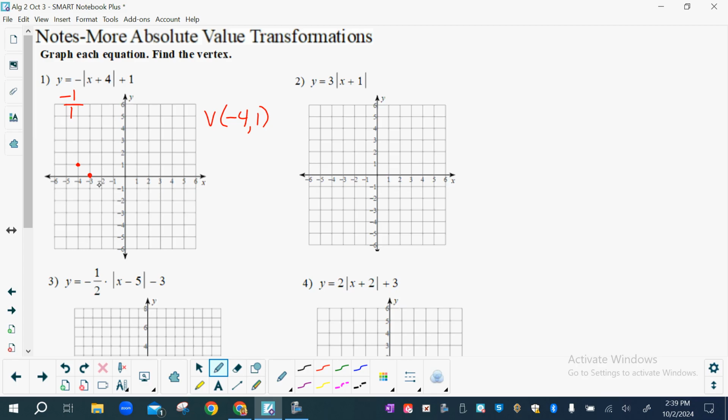And so it's still going to be from that V shape, but it's going to be a V shape facing, instead of upward, it's going to be facing downward. So to get my other side of my V, I go down 1, right 1, and down 1, left 1. Does that make sense? Yes.